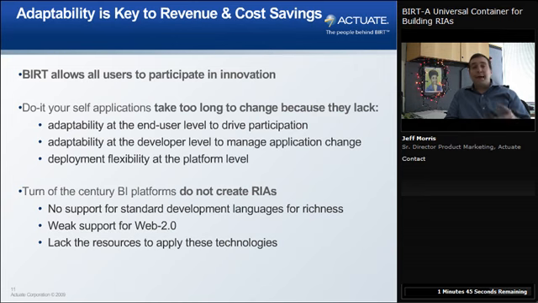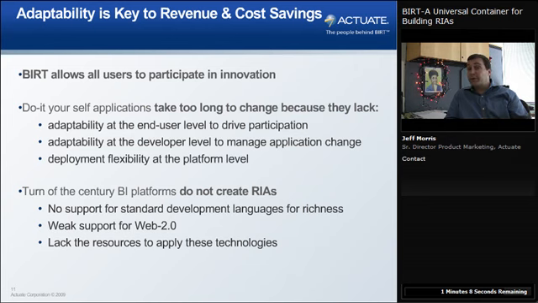Adaptability, and Actuate's adaptability using the BIRT technology, is the key to success here. It's the key to revenue and cost savings. BIRT allows our end users to participate and define the innovations that happen within the application. So we're constantly meeting their needs. If I were to build this in a do-it-yourself fashion, it would take way too long because do-it-yourself tools lack the adaptability at the end user level, they lack the adaptability at the developer level, and they lack the deployment flexibility of giving me the variety of ways in which I can put the application on the market.